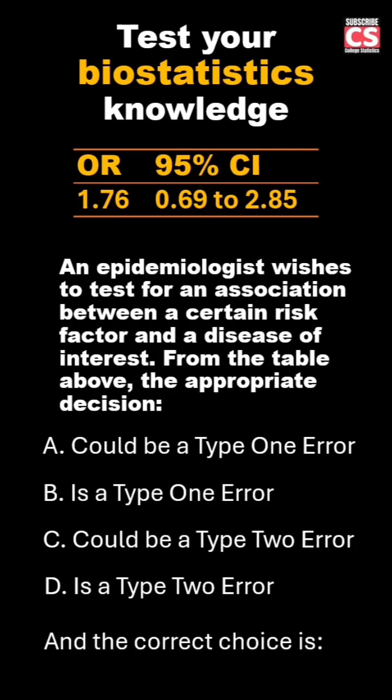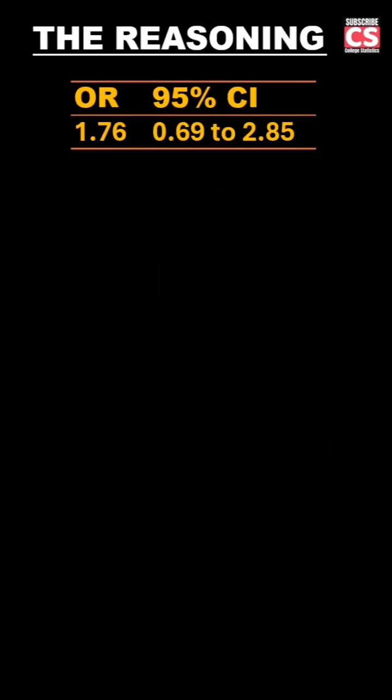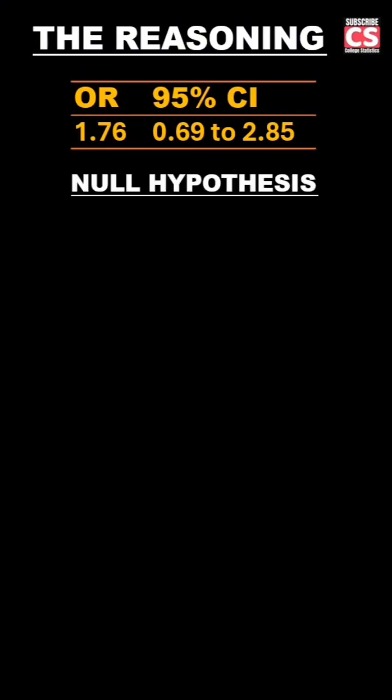And the correct choice is C. A type 2 error is possible. The reasoning: the first thing to do is ask yourself, what is the null hypothesis? Time to think.